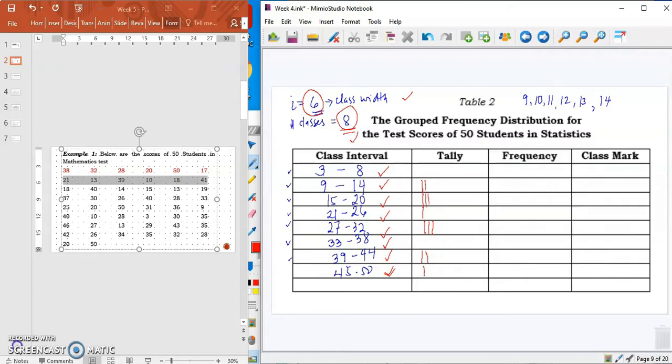If we do this, we'll have something like this. So if we continue tallying, we're going to have something like this. This time, after we tally, let's identify the frequency. So in this case, let's use blue.